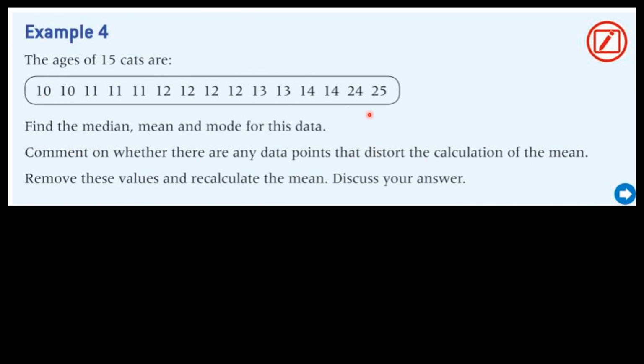So if I'm looking at all of these ages, I can tell that the ages of 24 and 25 from this data set would be the outliers. Everything is between 10 through 14, and then it jumps to 24 and 25. So 24 and 25 would be my outliers. Now I'm going to find the mean for everything, including the outliers, and then I'm going to do it again, but I'm going to take the outliers out and just do it with all of the other data that's in the data set.